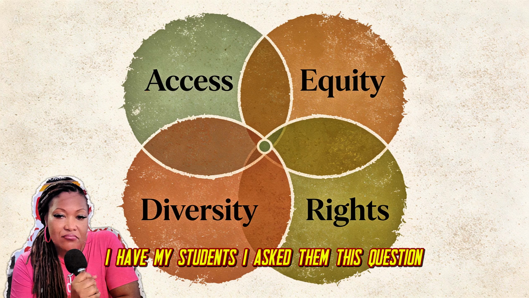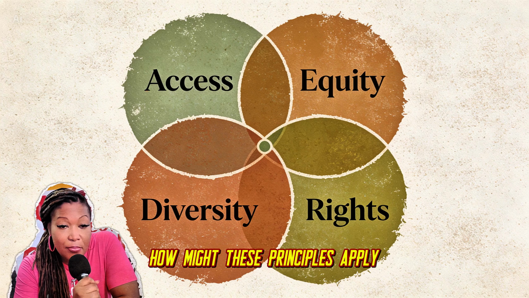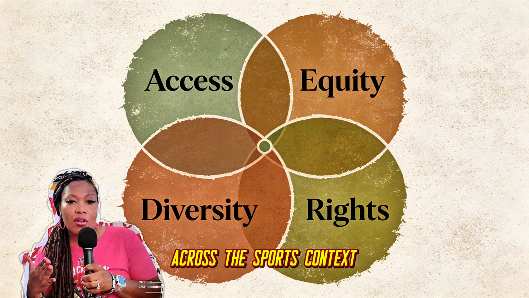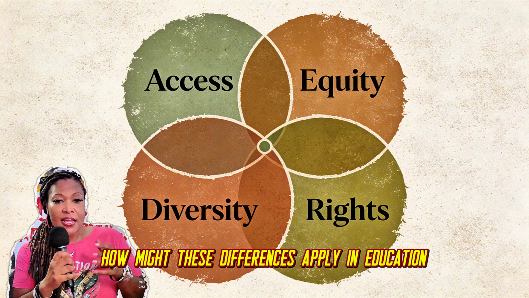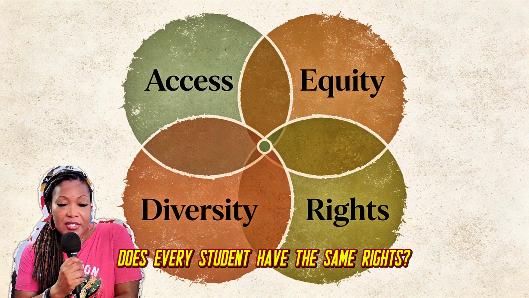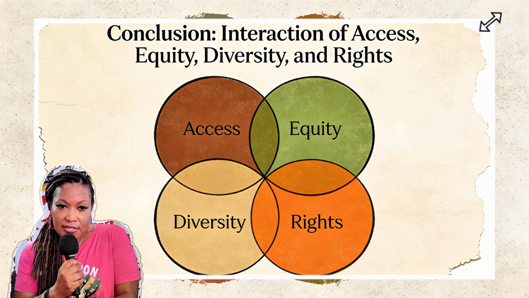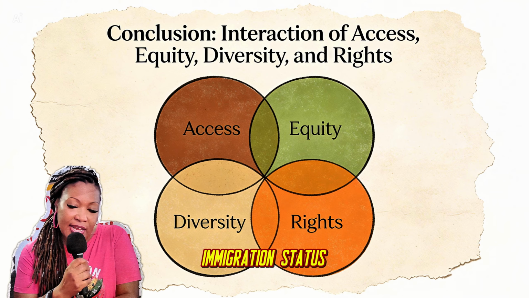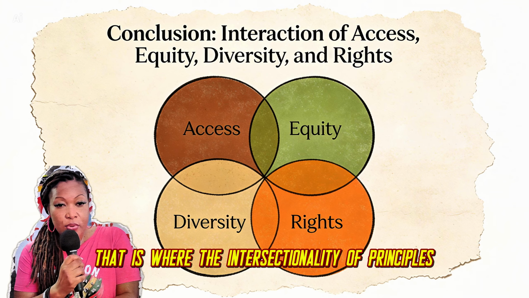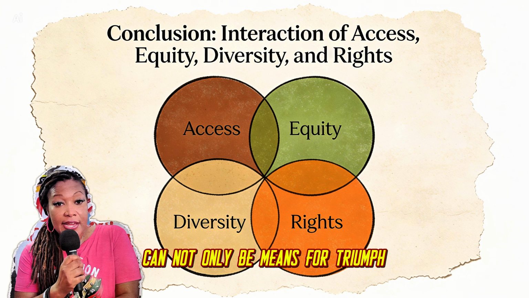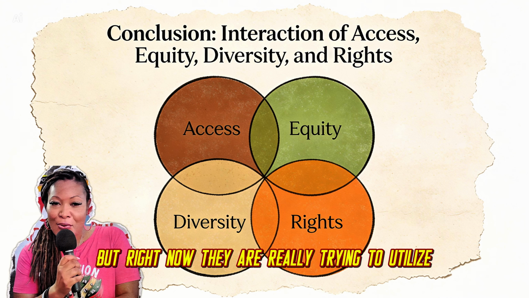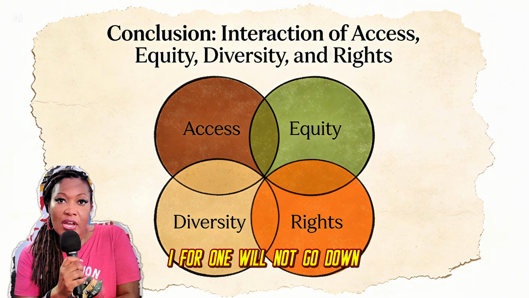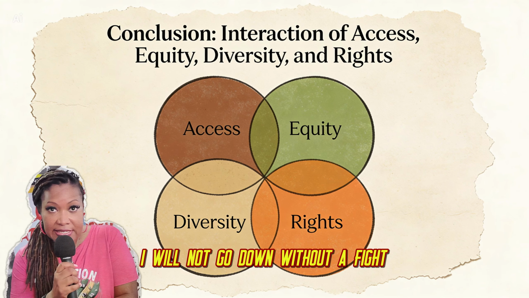I have my students ask this question: how might these principles apply across different contexts, right? How might these differences apply across the sports context? How might these differences apply in education? Does every student have the same rights depending on where they live, depending on their race, ethnicity, gender, socioeconomic status, immigration status? And so that is where the intersectionality of principles of social justice and injustice can not only be means for triumph, but right now they are really trying to utilize these principles of injustice to silence us. I, for one, will not go down. I will not go down without a fight, and you will not either.